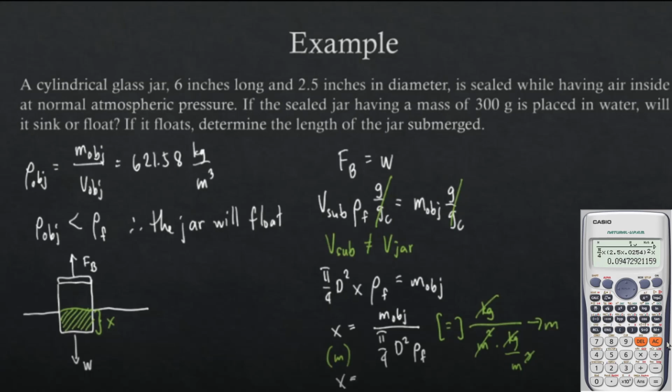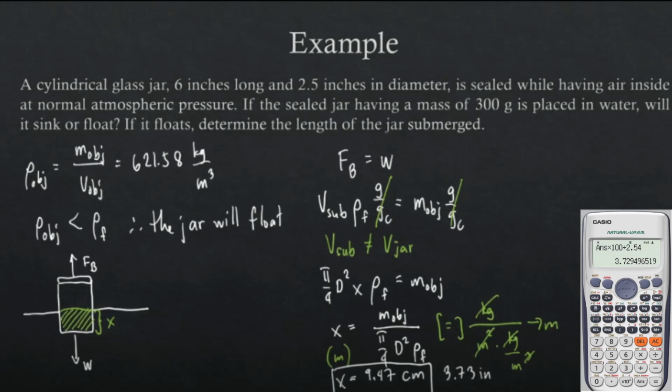Let's convert this to centimeters. This is 9.47 centimeters. Let's convert this to inches so that we will have an idea of what percentage of the jar is this. So this is times 100 to make it centimeters divided by 2.54 to make it inches. So this is equivalent to 3.73 inches. The jar is 6 inches long, so more than half of the jar is already submerged in the water.